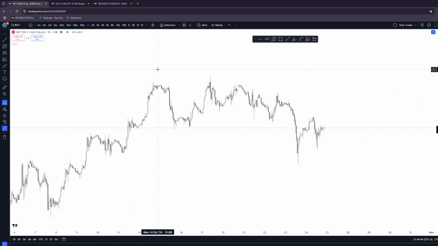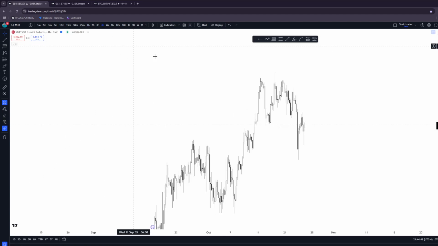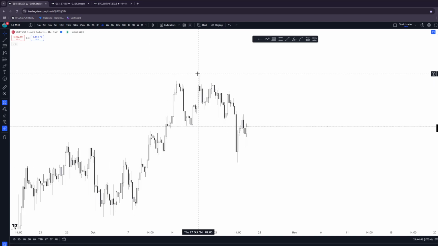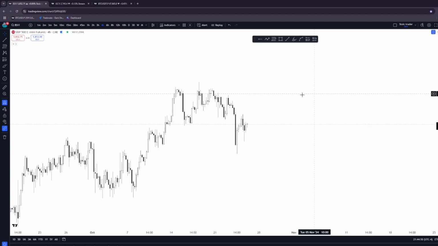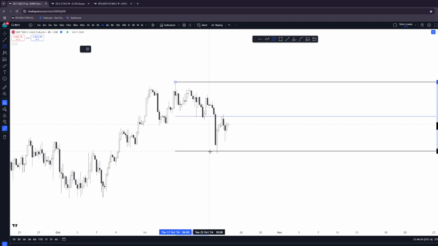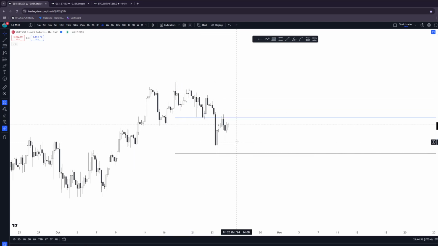Okay. All right. So first thing I like to do is try to find a range. So let's find our ranges on this chart here. We have one range here that I'm currently looking at.